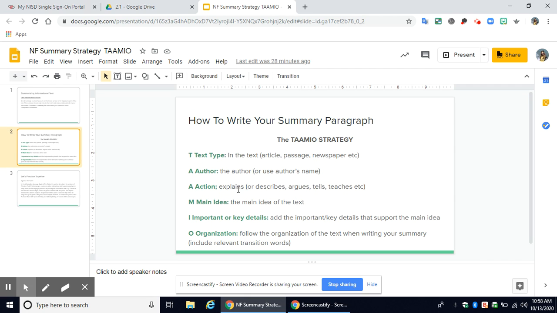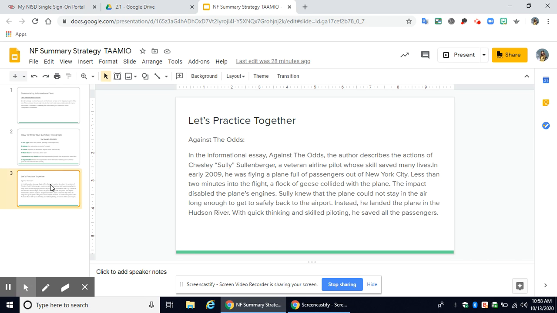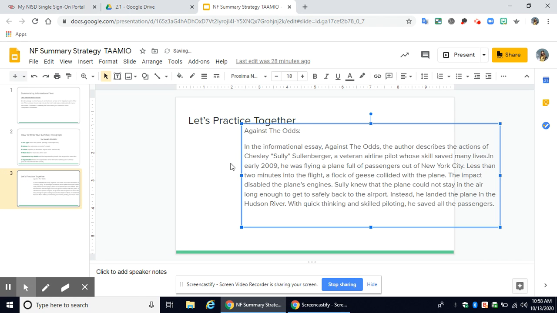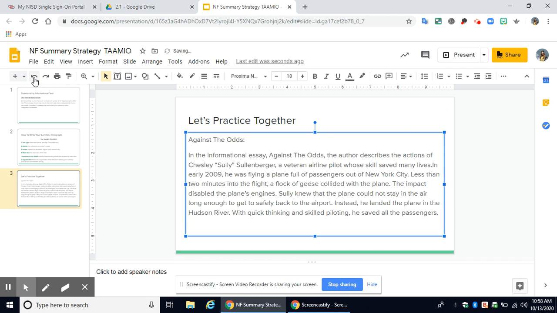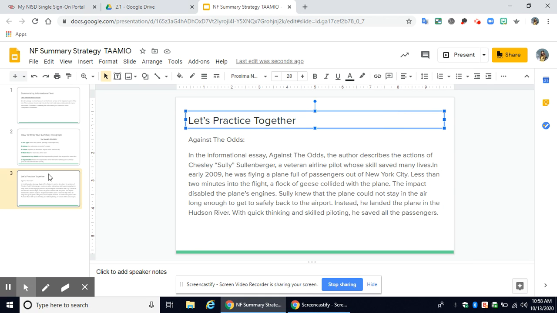That was the action. The next part is the main idea of the text. The main idea of the whole text, remember, was just telling us how he saved lives, because the geese collided into the engines and it allowed the plane to go crazy and he had to land in the river. So all of the rest of it, like the middle part, from here on, is just giving us the main idea of what happened in the story.